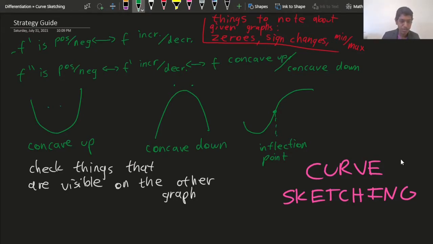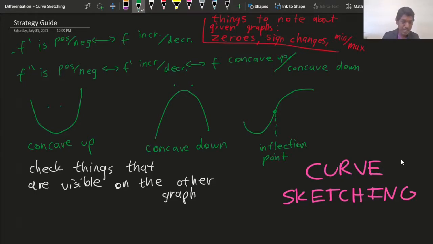So concave up kind of looks like a smiley face, and then concave down kind of looks like a sad face. And then you've got an inflection point. So right here, this was concave up, there's your smiley face, and then over here, it's concave down. So when you're changing, it's called an inflection point.